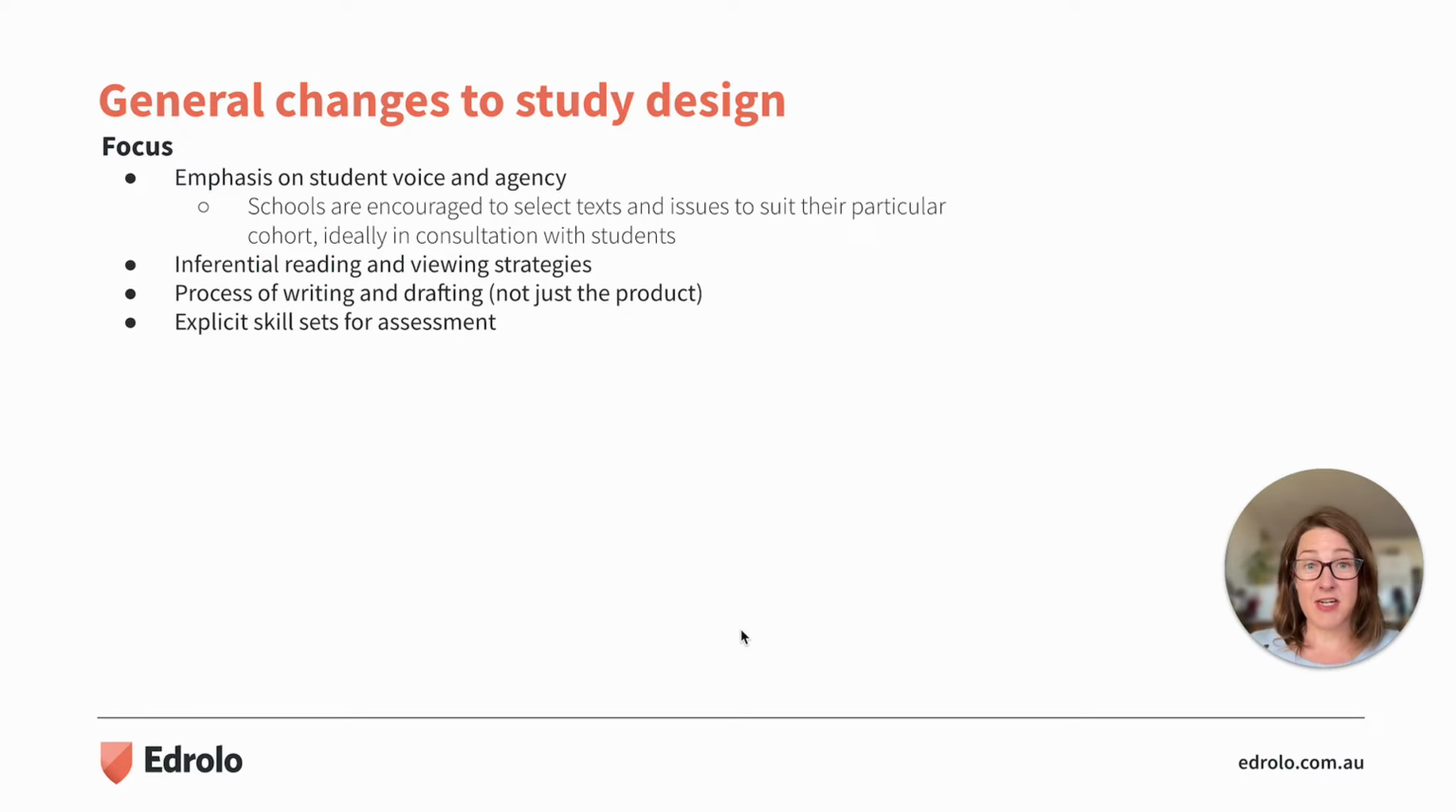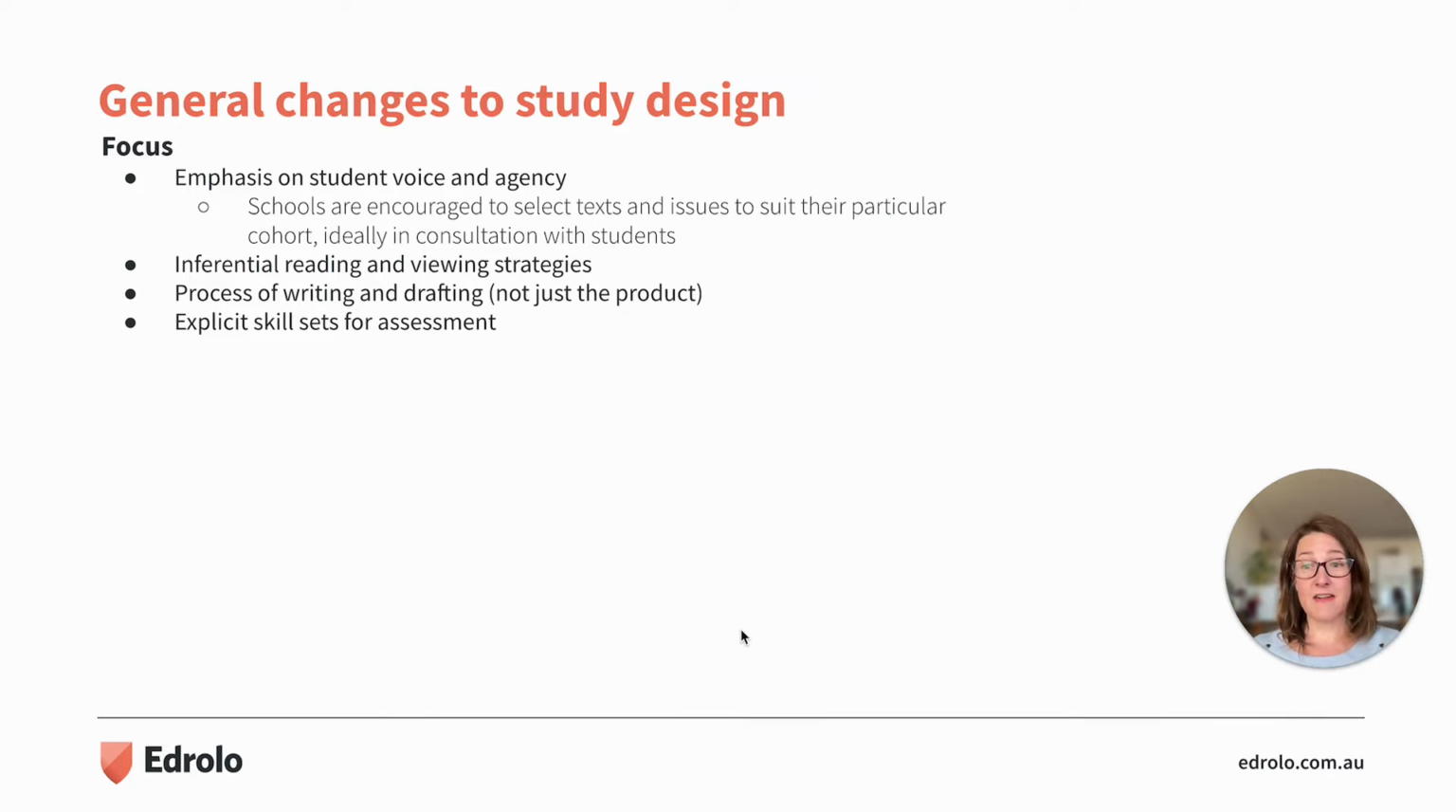So as well as changes to structure, there are also some changes in the focus of the new study design. So really importantly, there's a new emphasis on student voice and agency. One of the key areas this comes out is that schools are encouraged to select texts and issues to suit their particular cohort, ideally in consultation with students. And there's also obviously more on student collaboration and feedback, and more on developing students' authentic writing voices, and we'll come back to those later.